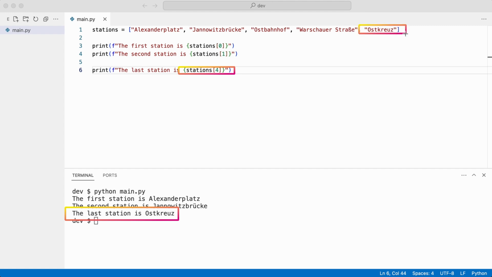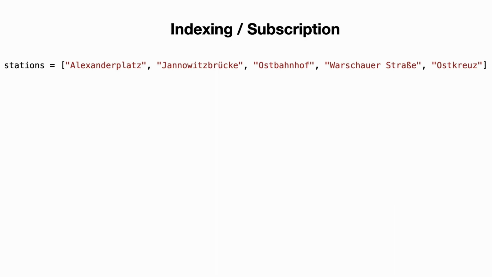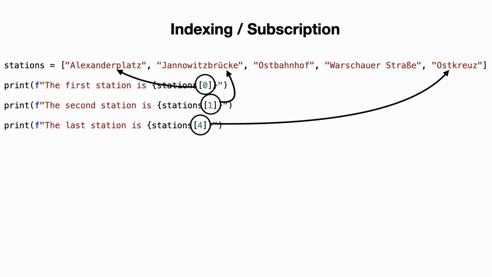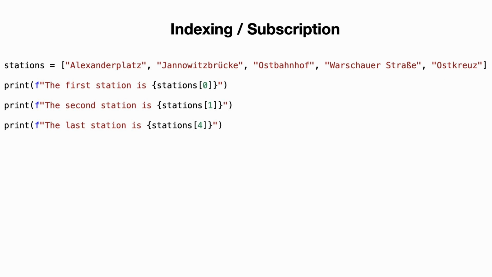What you are looking at is called indexing or subscription. Elements from a Python list can be accessed with square brackets containing an index. But you already knew this. What you also know is that it works fine if the list contains a fixed amount of elements.